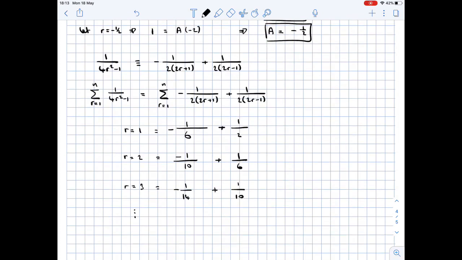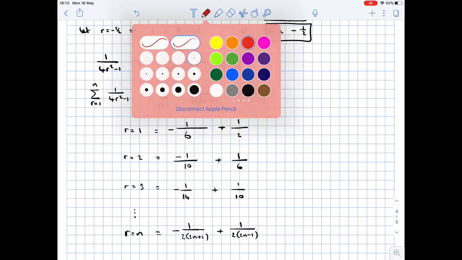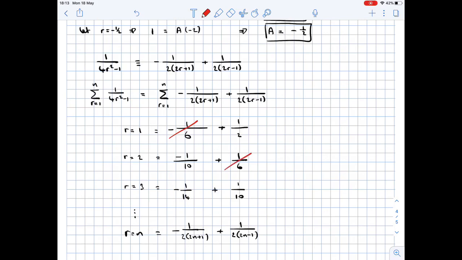And this could continue on down until r is equal to n, which gives us minus 1 over 2 times (2n plus 1), plus 1 over 2 times (2n minus 1). Now let's see about the cancelling. So we can see here, minus 1 over 6, positive 1 over 6. Minus 1 over 10, positive 1 over 10. Minus 1 over 14, and the next one will cancel. And as you can see, that diagonal cancelling means that the bottom right will cancel. So diagonal cancelling, meaning that last one will cancel.